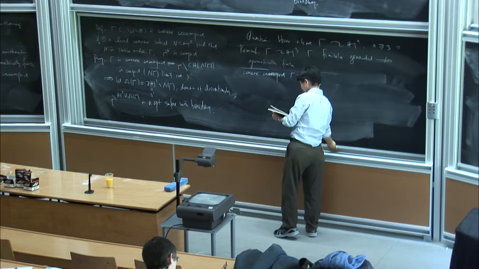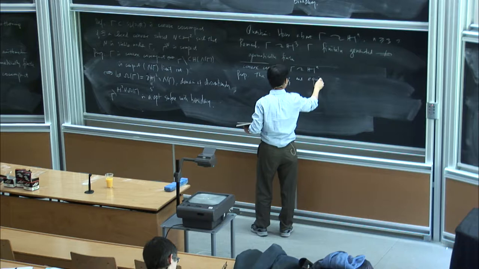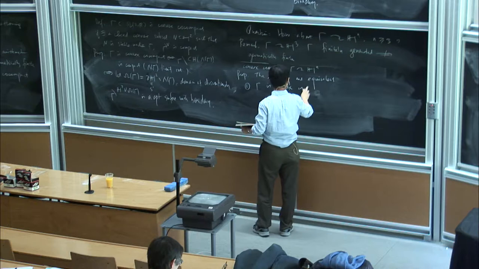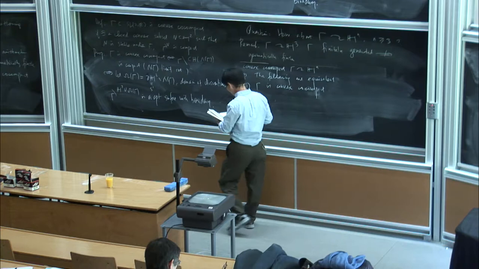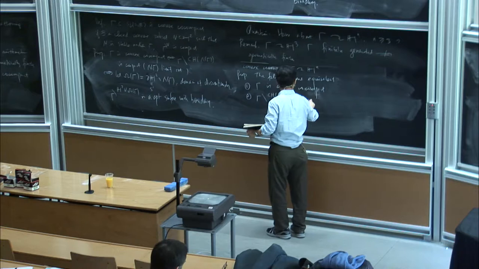So here's the proposition. The following are equivalent. First one is, gamma is convex cocompact, in the sense that there is a closed convex subset which is stable under gamma, and the quotient is compact. And second is related. The convex hull of the limit set is compact. These two are almost equivalent. The third one is this.